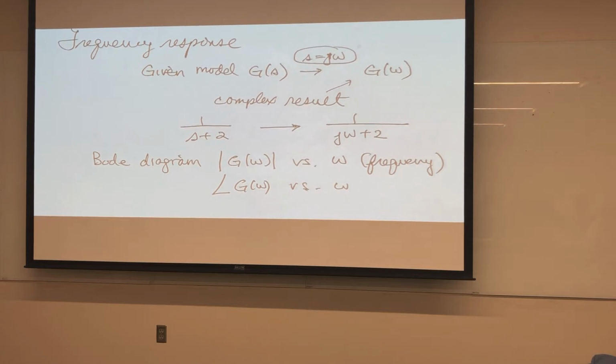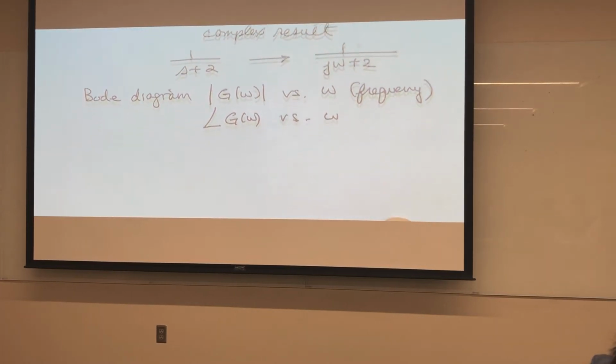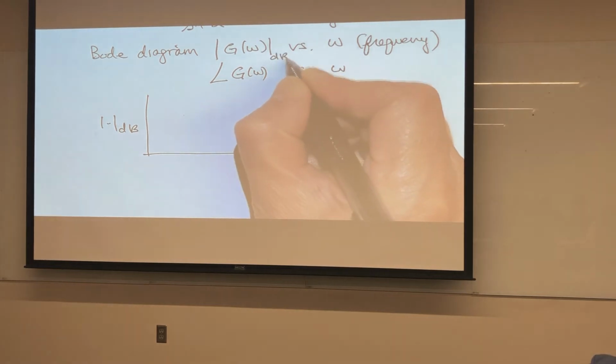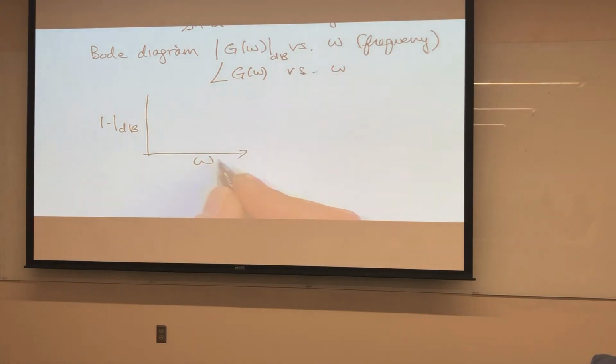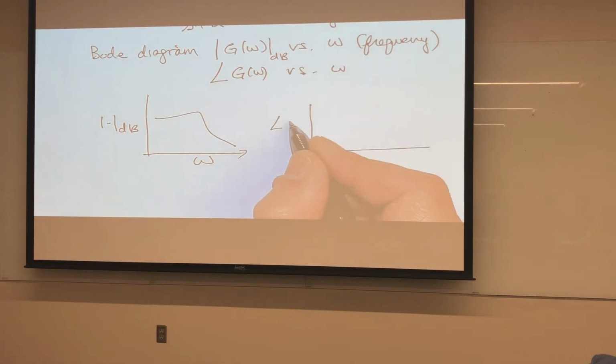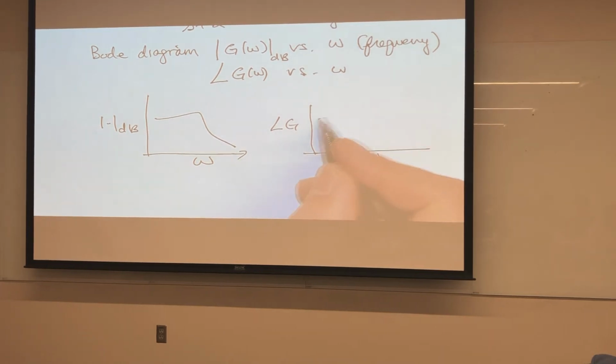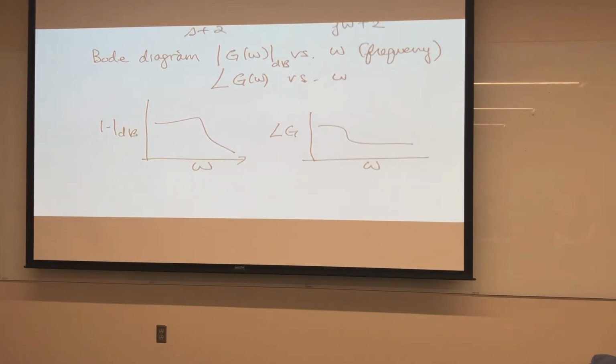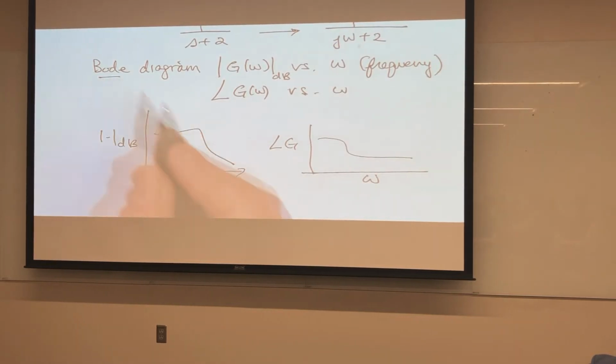This is what we reviewed. We did this on the previous exam. You get two plots. We label them this way. This is the magnitude in dB, and this is frequency. And we get some plot that looks like this, maybe. And then we have another plot, which is the phase of G versus omega, and it may do something like this. These are two plots. This is the frequency response. This is the Bode diagram.